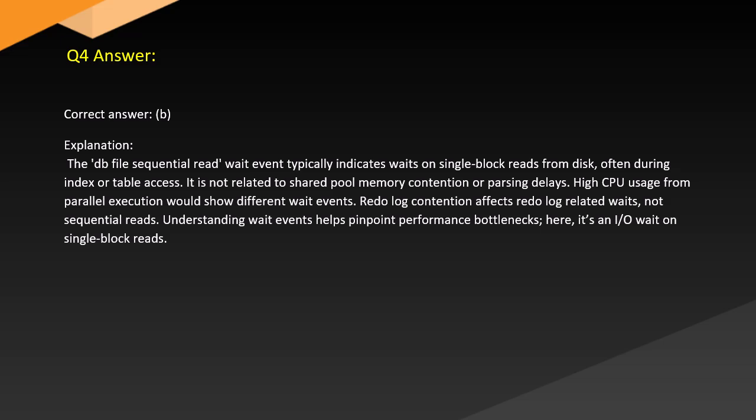Answer. Correct answer, B. Explanation. The DB file sequential read wait event typically indicates waits on single block reads from disk, often during index or table access. It is not related to shared pool memory contention or parsing delays.